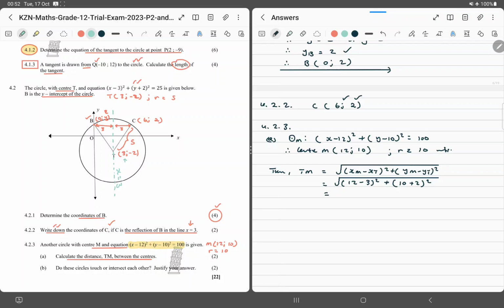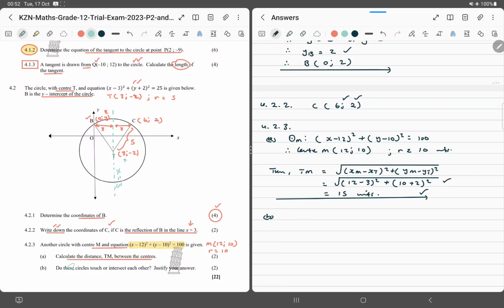So this is 15 units. Even if it allows the questions, we just have to keep answering. So substitution, answer. Easy 2 marks, right? B.